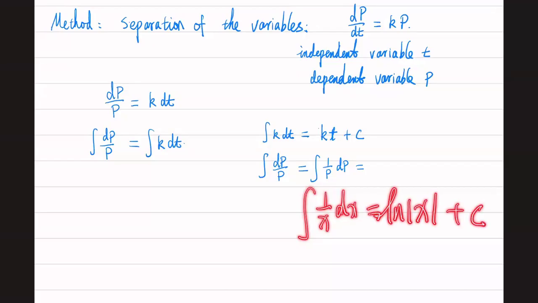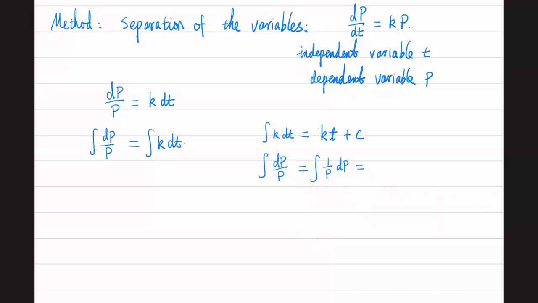Now we just change everything to p. Okay, what's the integral if we change everything to p? In our case, it's a little bit special because p represents the population. So p cannot be negative. We can use logarithm of p plus c.